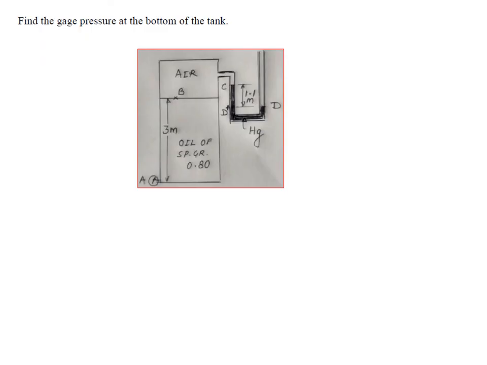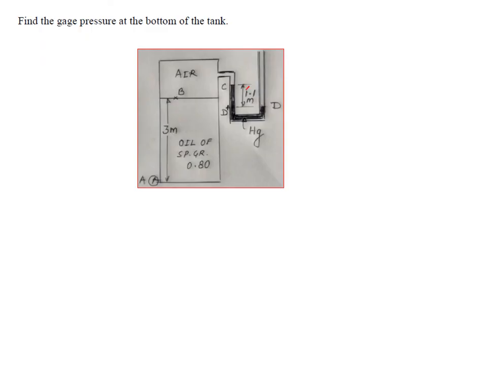Now we know that as we move upwards, pressure will decrease. Therefore it will be 0 minus omega into H. What is the specific weight of mercury? It is 13.6 into 9.81. So 13.6 into 9.81 into 1.1 will give the pressure at C.